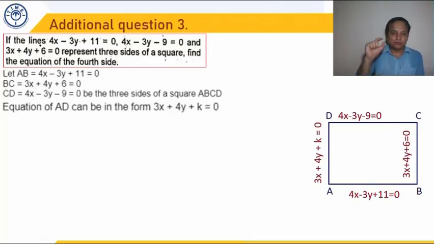We have to find the equation of the fourth side. Indirectly, we need to find the value of k. AD is parallel to BC and AB is parallel to CD. Since the given figure is a square, the sides are equal, so the distances between the two sets of parallel lines are also equal. Now, how do we calculate the distance between two parallel lines? As modulus of c1 minus c2 upon root a square plus b square.